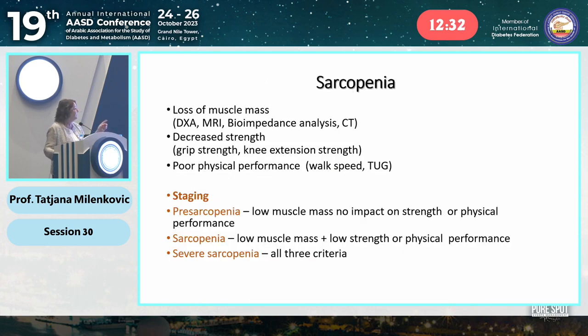Depending on the presence of all these criteria, we can stage the level of severity of sarcopenia. If there is just low muscle mass but without impact on strength or physical performance, it is characterized as pre-sarcopenia. If there is low muscle mass together with low strength or physical performance, it meets the criteria for sarcopenia. And severe sarcopenia is when we have the presence of all three criteria. It means not just loss in muscle mass, but also in strength and performance of these muscles.